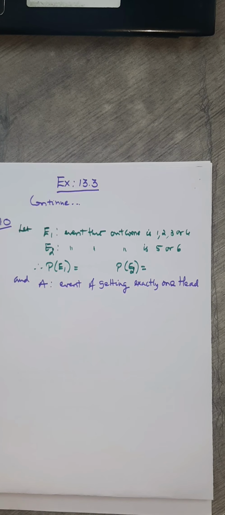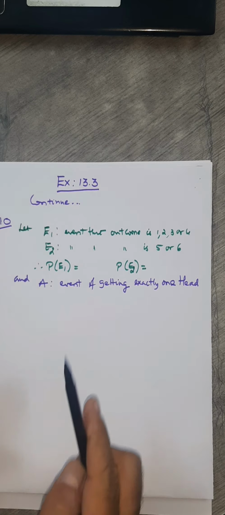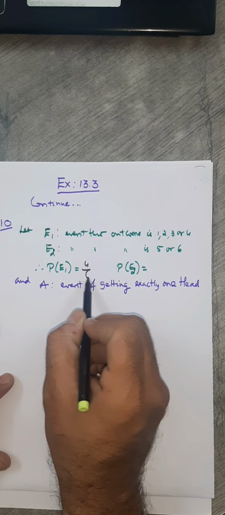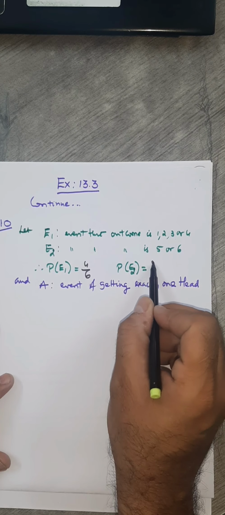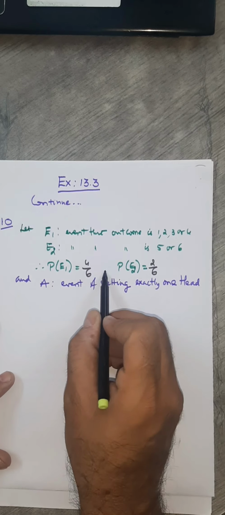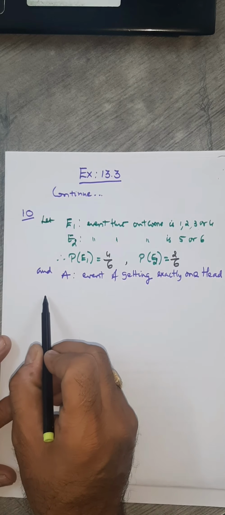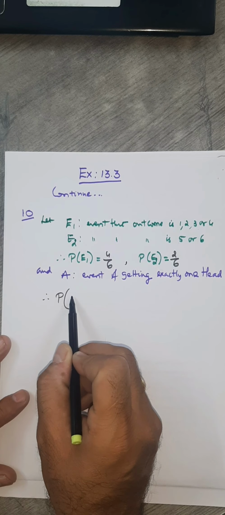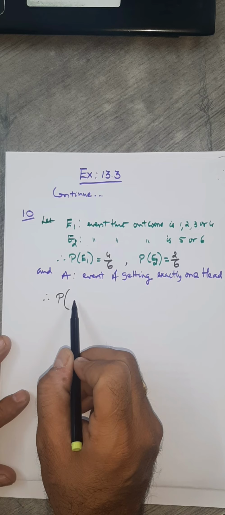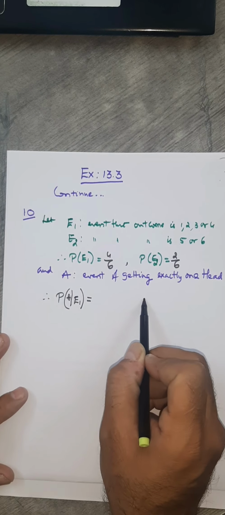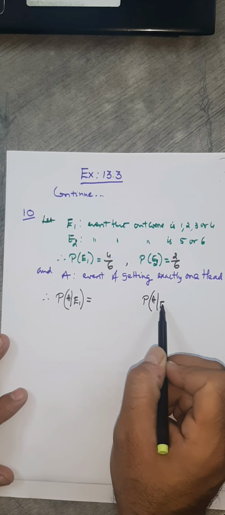Now what's the probability of event E1? What's the probability of getting 1, 2, 3 or 4? That is nothing but 4 by 6. And what's the probability of getting 5 or 6, which is 2 by 6? So you can see that this summation is exactly 1. Fine. Now once we have the event A, we have these two conditional probabilities: probability of A given the event E1 and the probability of A given the event E2.